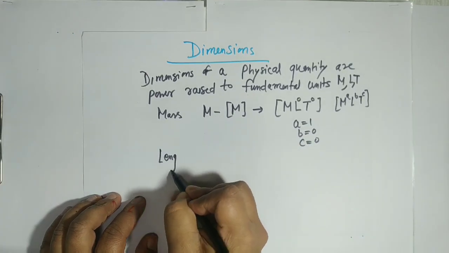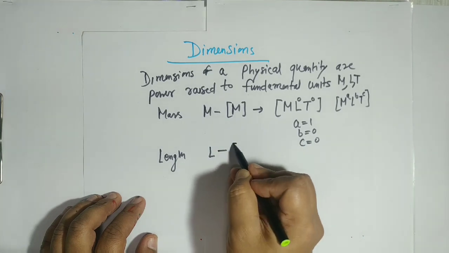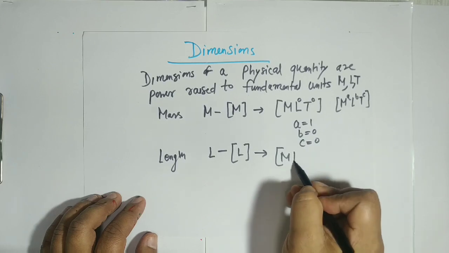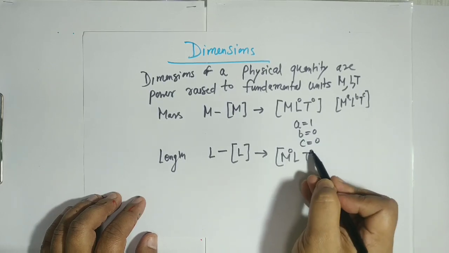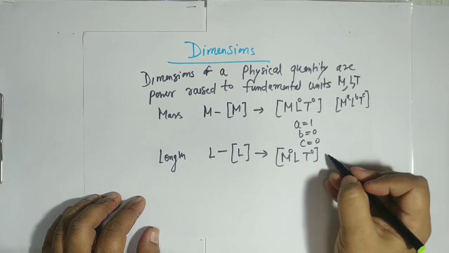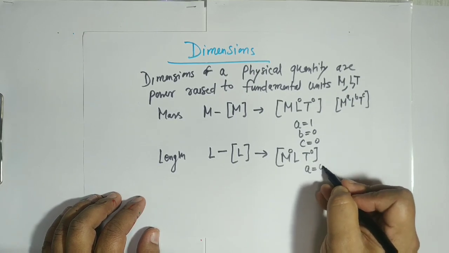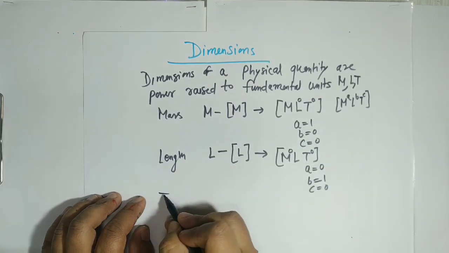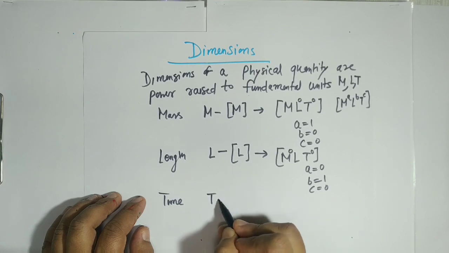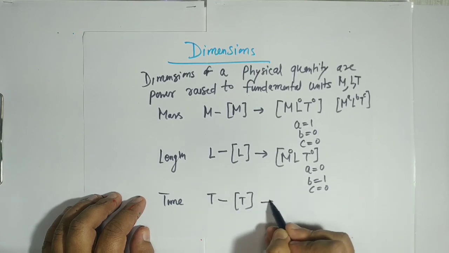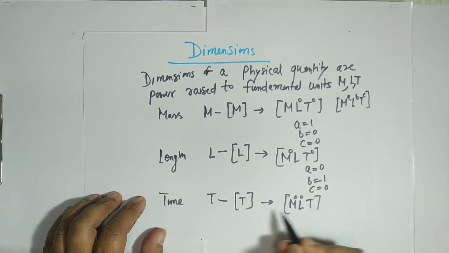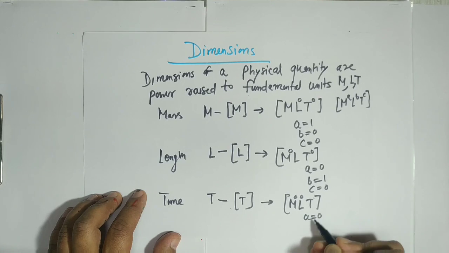Then if I talk about the length, how do we denote it? You know that we denote length as L, or we can denote it in the form of M L T, where M is 0 and T is 0. So again here, what if I ask you what is A? A is 0. B is what? 1, and C is 0 this time. And if I talk about time, time is T, and we know that it can be written in this form also, M, L, T. Now these two will be 0, but T will have a power. What is A here? 0. What is B here? 0. What is C here? 1.